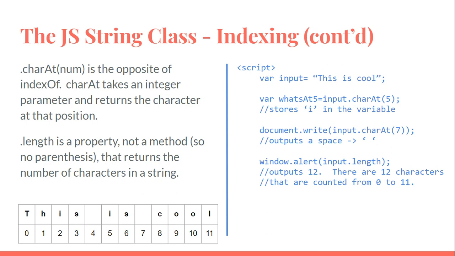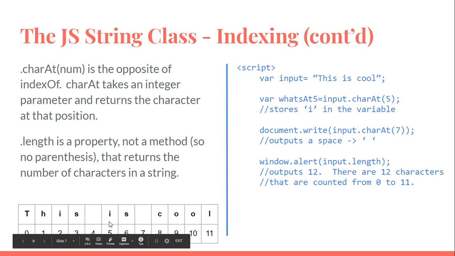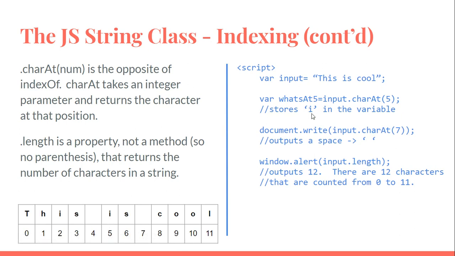A little more information about indexing. There's another method called charAt. charAt is the opposite of indexOf. It takes an integer and returns the character at that position. So if I do what's at 5 equals input.charAt(5), I come down to my string. This is cool. I find index 0, 1, 2, 3, 4, 5, and that's a lowercase i. So a lowercase i gets stored in the variable.